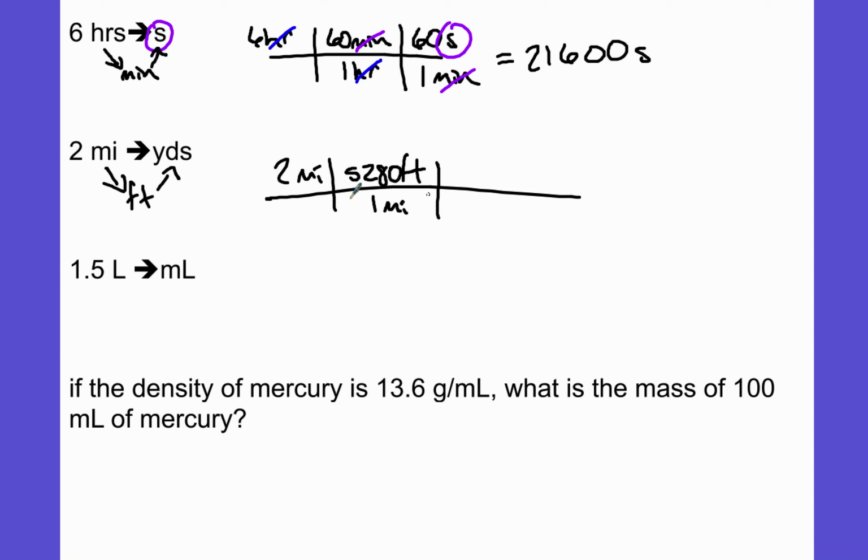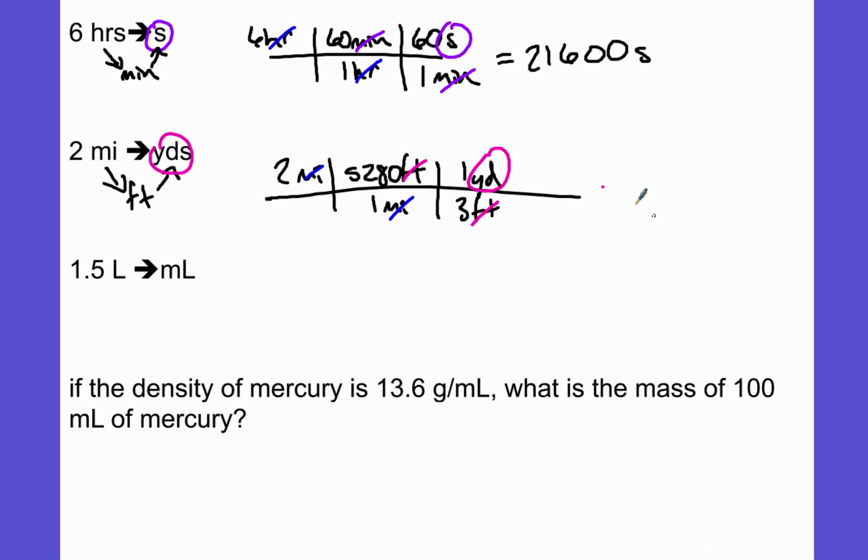Because now that I have feet as a label, because the miles went away, I can change feet into yards, because there's 3 feet in 1 yard, right? So I changed miles into feet, then I changed feet into yards. Yards is what I have left behind as a label. That should be what I wanted to get. We're good to go here. So now I have to multiply the 2 and the 5,280, but then I'm going to divide by 3, because the 3 is on the bottom, and that should give me my answer.